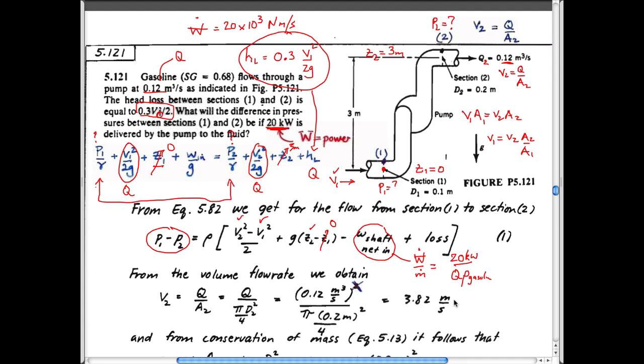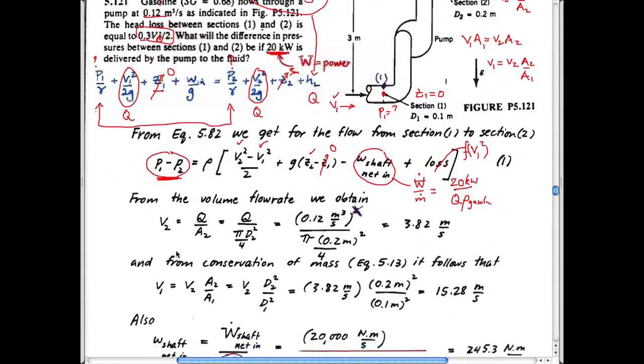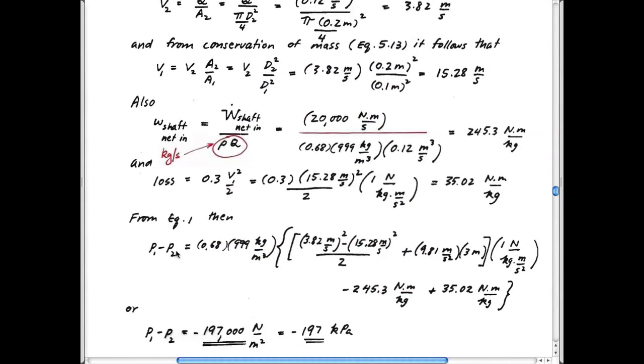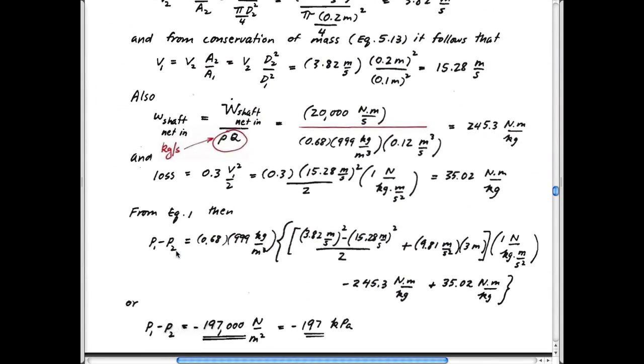So, just by terminology, from what we looked at before. And of course, this loss term is also a function of velocity 1 squared. And so the only thing we don't have is the magnitude of this pressure drop, and that's exactly what we solve for. And so that's it. It turns out the pressure drop is 197 kilopascals.